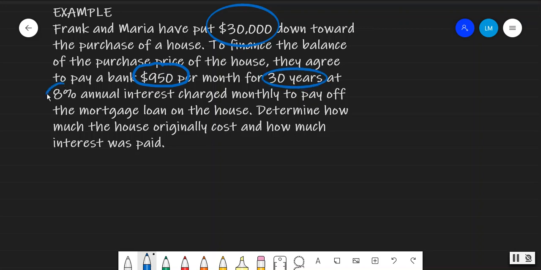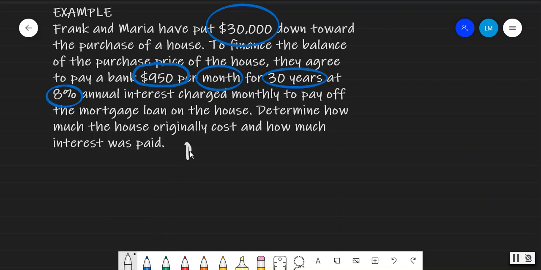And then it's at an annual interest rate of 8%. Now, it does tell you per month, and it says per month also. So in that case, the period is monthly. So we're going to ignore the 30,000 for now. So let's go ahead and try to solve this.